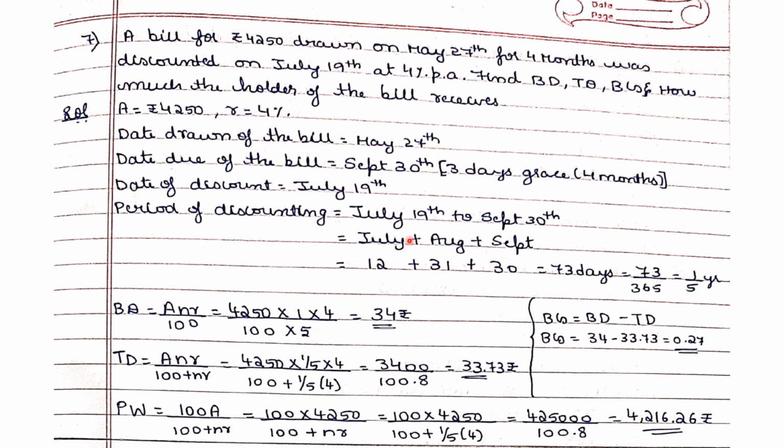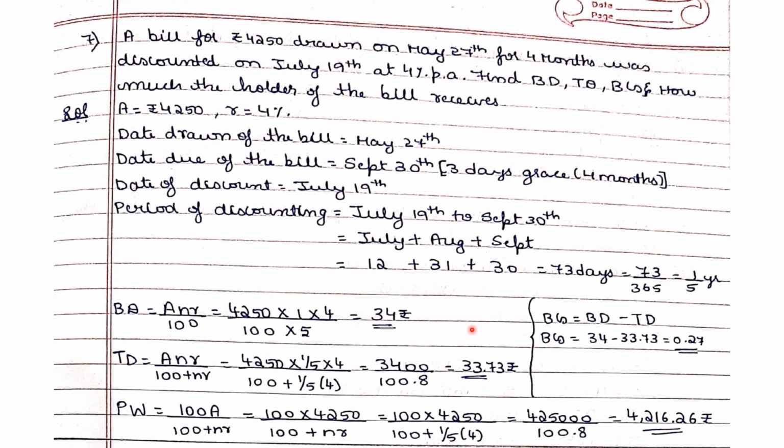In July, it started on the 19th. Totally in July you have 31 days. 31 minus 19 becomes 12. In August the whole complete month, that is 31 days. In September the final date is 30th, so that final date has to be taken here. It is equal to 73 days. So 73 divided by 365 becomes 1 divided by 5. This 1 by 5 is the number of years. N is equal to 1 by 5.